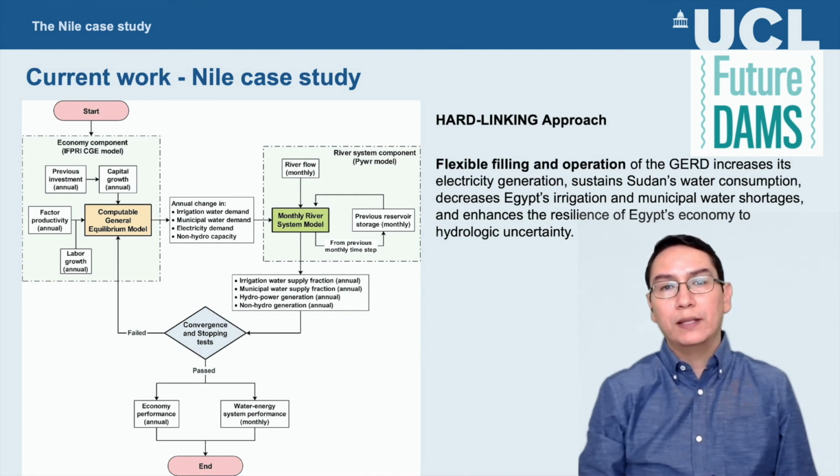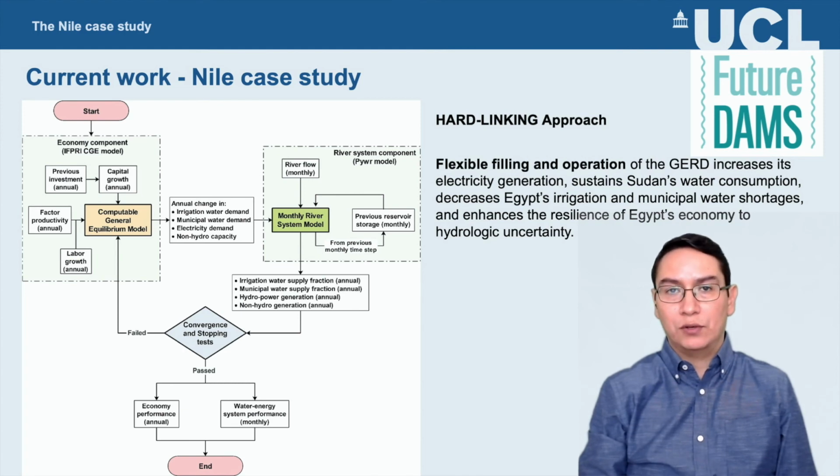The river system model then computes the fractions of annual irrigation and municipal water demands that can be met in addition to the annual hydro and non-hydroelectricity generation. In the next iteration, annual water supply fractions and electricity generation of the previous iteration are applied to the CGE model to compute new changes to annual water and electricity demands and non-hydroelectricity generation capacity relative to the initial values of the economy.